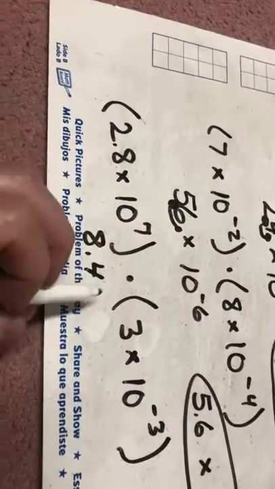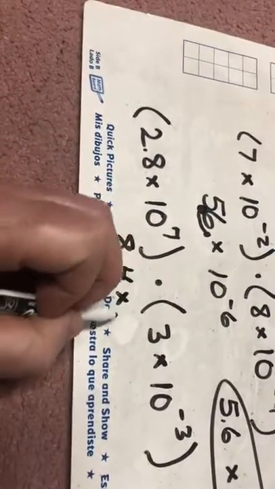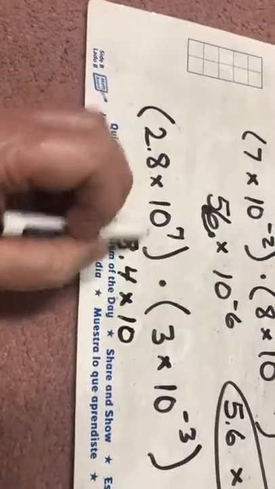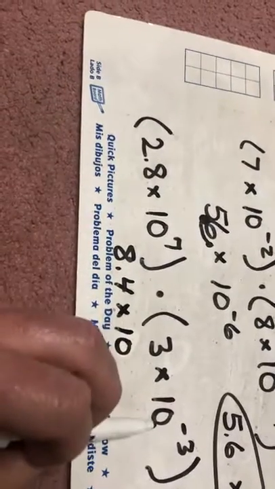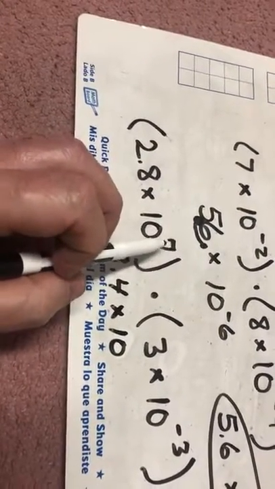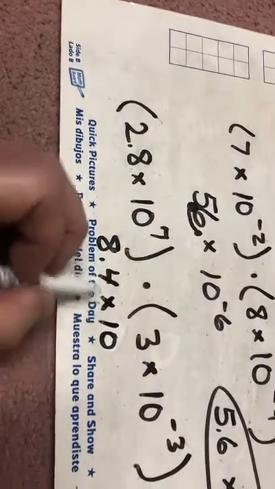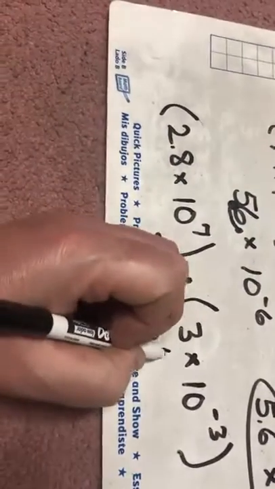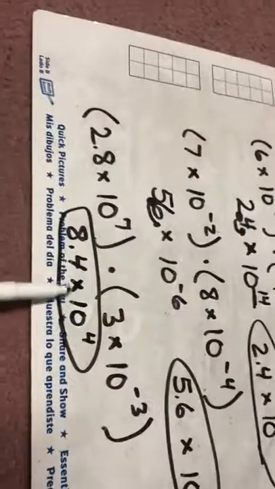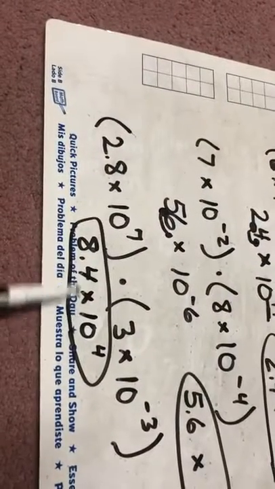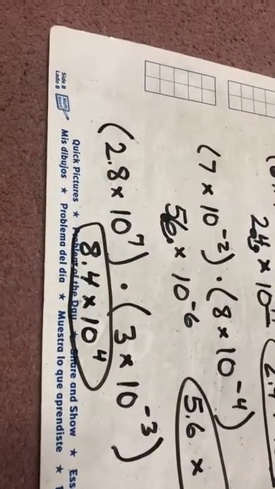So now I just figure out, well, what's my base 10 number going to be? They're both base 10, same base number. I'm just going to add 7 plus negative 3. Well, 7 plus negative 3 is 4. So this is 8.4 times 10 to the power of 4. Some of them you're going to have to change, like in examples 1 and 2. Sometimes it's going to be straightforward and it's going to give you a nice number right away.